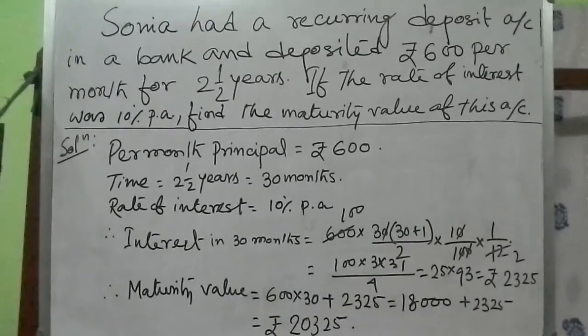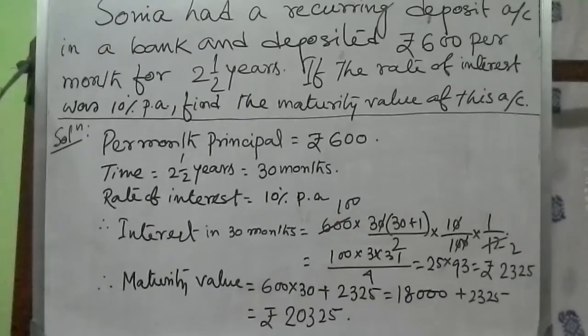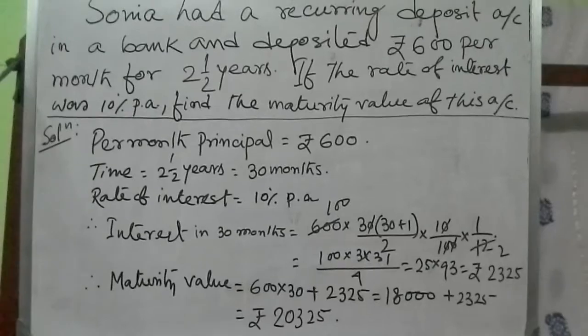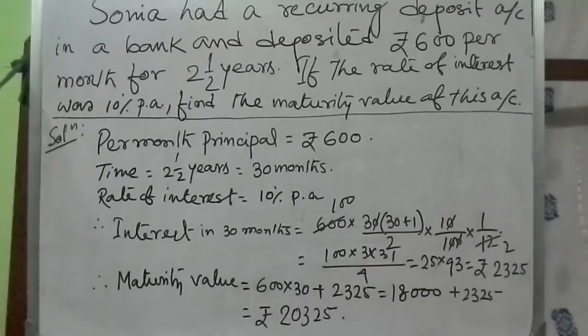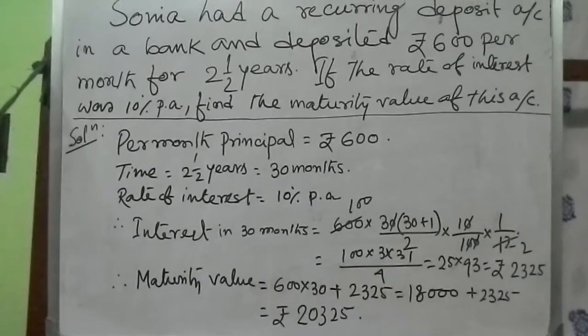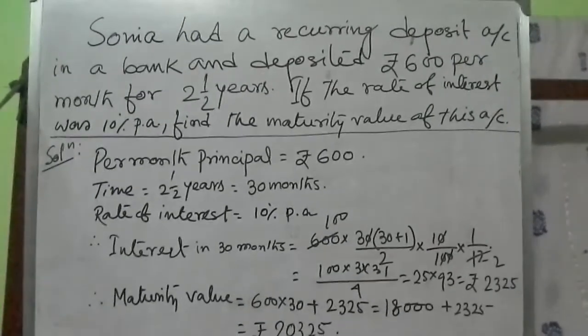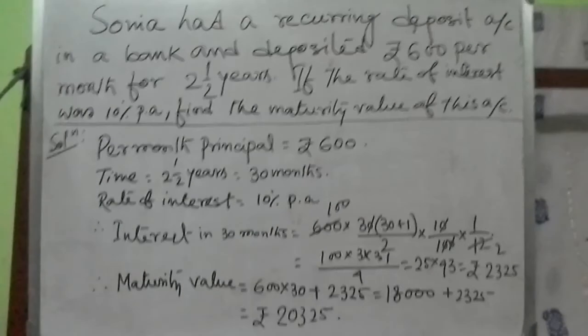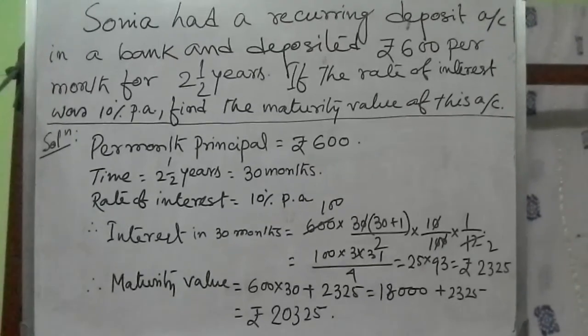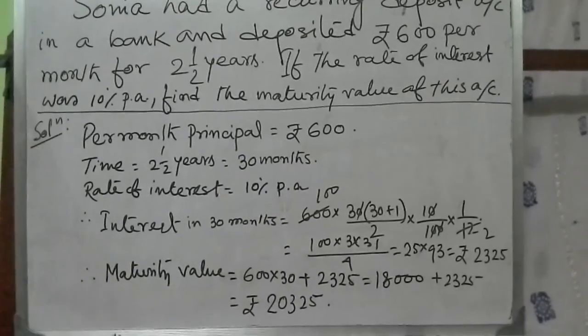2325, and the maturity value will be 600 into 30 plus 2325. So calculating, the final answer is 20,325. Okay, so we are ending this session, and thank you. Meeting in the next video.